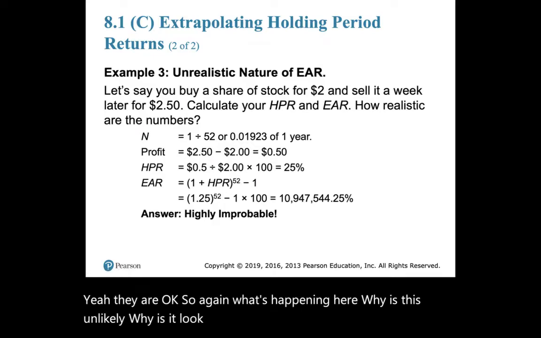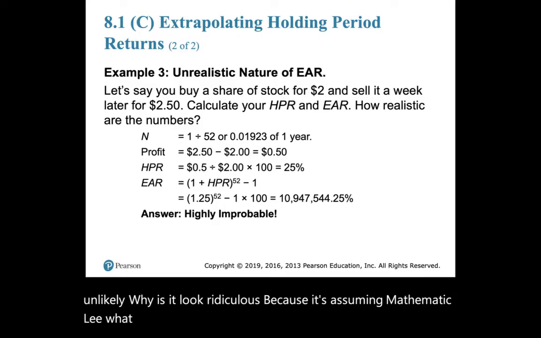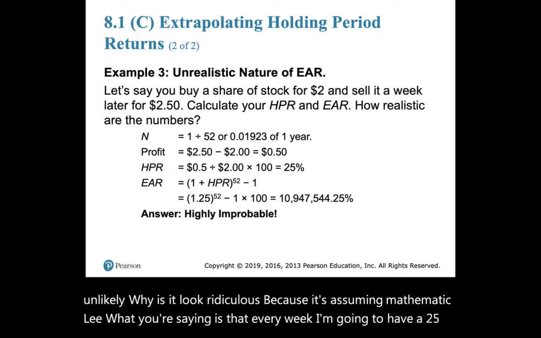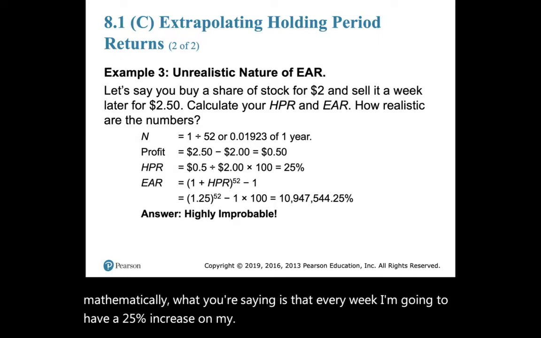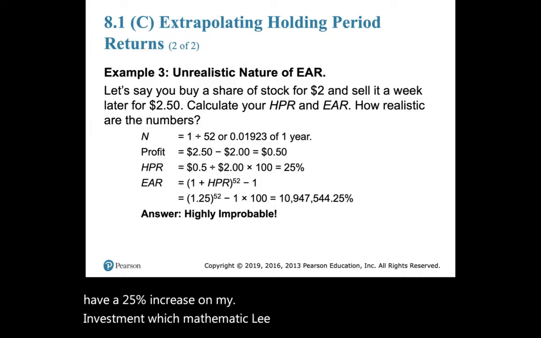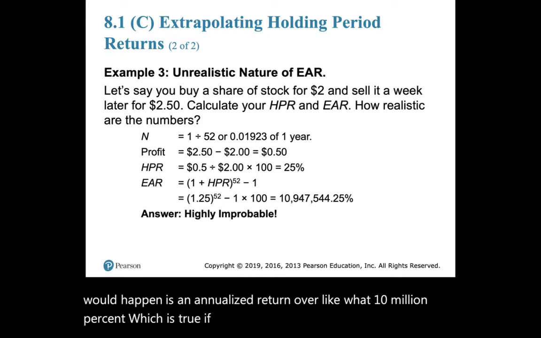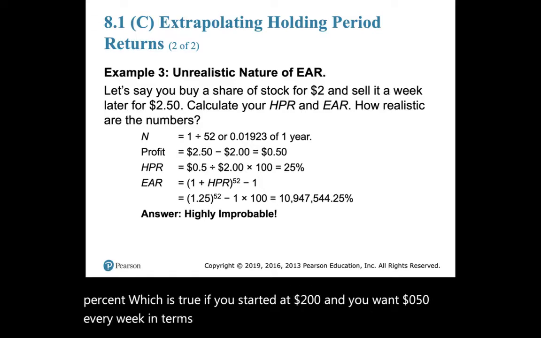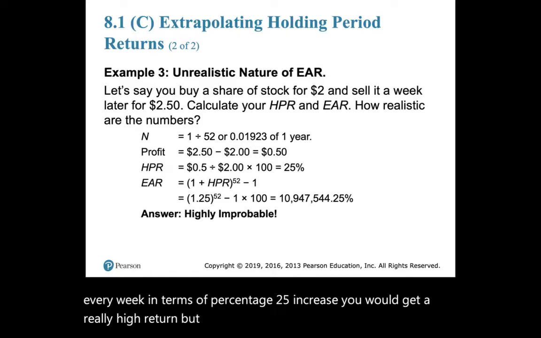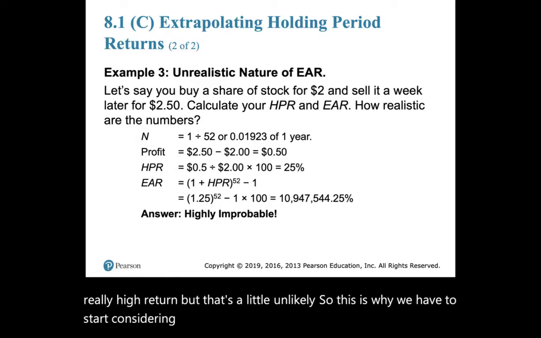Well, because mathematically what you're saying is that every week I'm going to have a 25% increase on my investment, which mathematically, yes, that's true. And this is what would happen as an annualized return, over 10 million %, which is true. If you started at $2 and you won 50 cents every week, in terms of percentage, a 25% increase, you would get a really high return. But that's a little unlikely. Okay, so this is why we have to start considering the frequency of our investments.